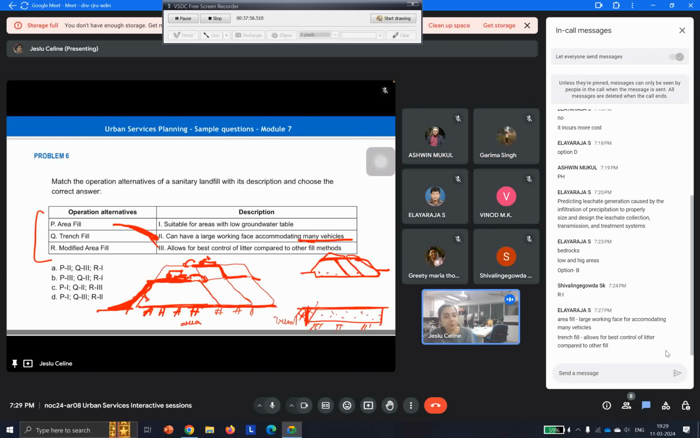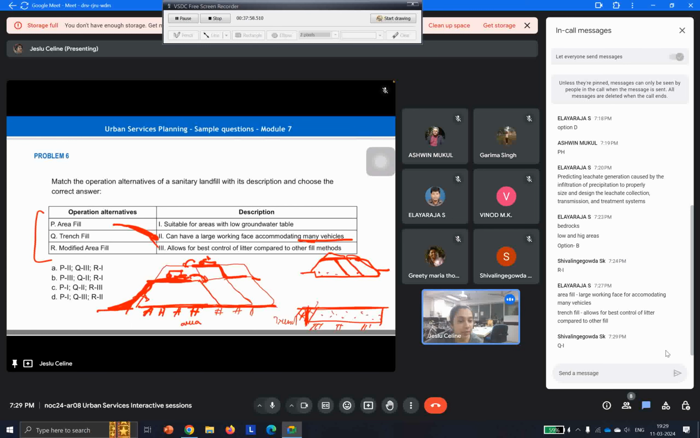Now trench fill, what will be? Trench fill allows the best control of litter compared to other things. Very good, yes, because it's a trench. You're putting it down, so you're controlling the litter. On the surface, you do not see anything much, or huge piles don't come up. So very good for answering that. It gives better control of litter compared to other methods and the modified area fill method.